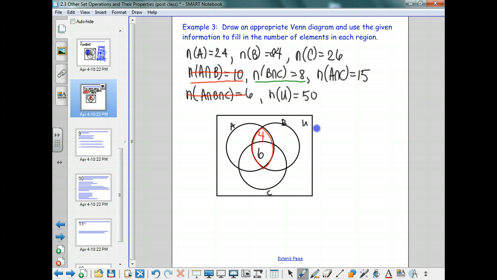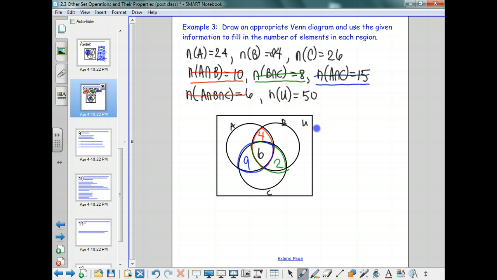Let's do the next one. B intersects C. Well, B and C intersect right here. It includes the 6 in the middle, but the total has to be 8, which means how many am I missing? 2. So I'll put a 2 out here. And I've done that one. Last one, A intersects C. So A intersects C over here on this piece. And A intersects C includes the 6 in the middle, but it's supposed to be a total of 15, which means I'm missing 9. So I'm going to put a 9 out here, and I'm done with this piece.